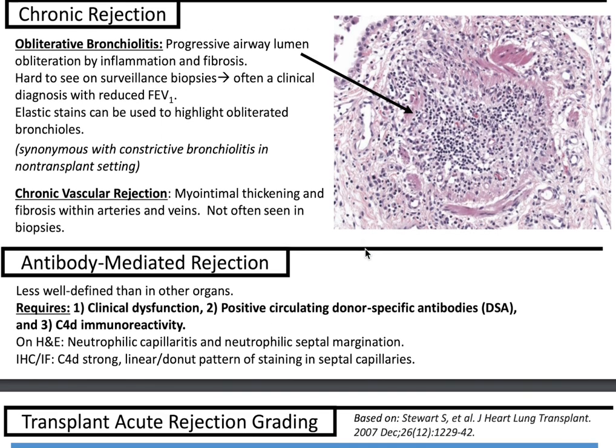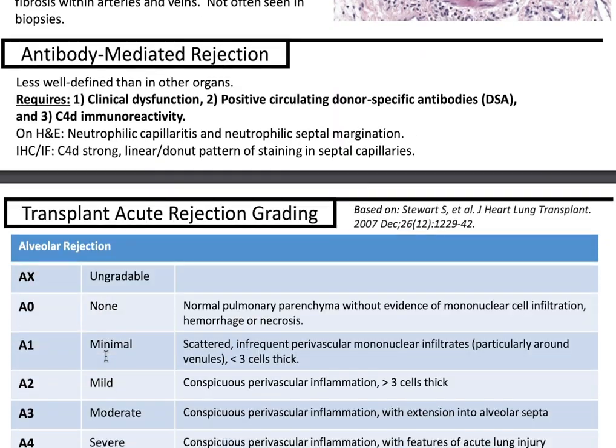Antibody-mediated rejection. This is less well defined than in other organs. Requires 1. Clinical dysfunction, 2. Positive circulating donor-specific antibodies, and 3. C4d immunoreactivity. On H&E, you'll see neutrophilic capillaritis and neutrophilic septal margination. On IHC immunofixation, you'll see C4d is strong, linear donut pattern of staining in septal capillaries.